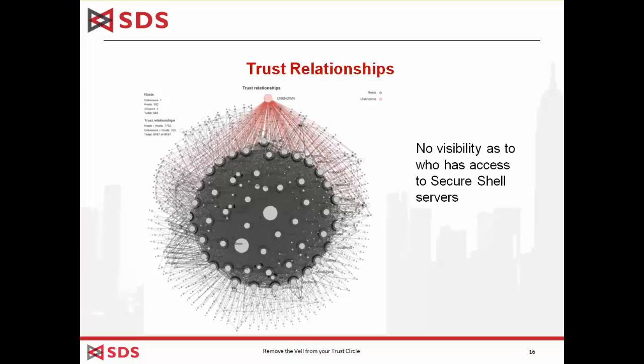In this representation, there are 582 servers and 8,100 trust relationships. So you can see the unknown authorizations in red show a public key without corresponding private key locations in that environment.